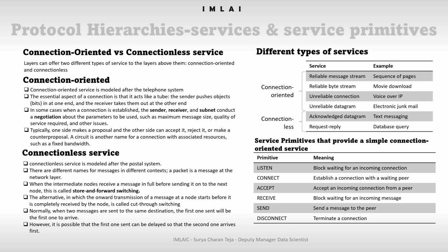One such primitive is listen. What listen does is block, waiting for an incoming connection. Connect will establish a connection with a waiting peer, accept an incoming connection from a peer, receive, block waiting for an incoming message, send a message to the peer, and disconnect, terminate a connection. Like that, from listening and then connecting, accepting, receiving, sending, and then disconnecting the connection. So this is how a service basically does the operation. These are the operations that will normally be available in a service.